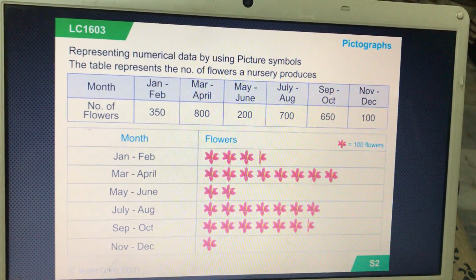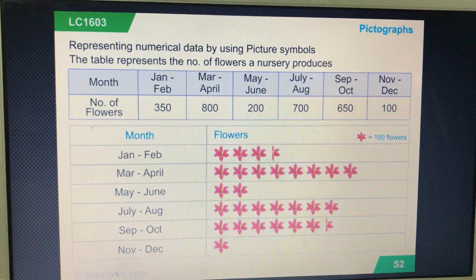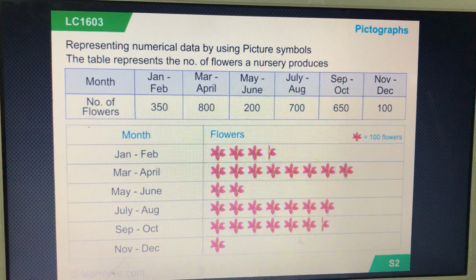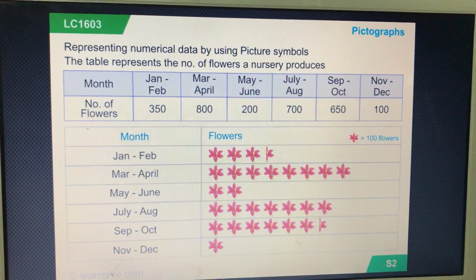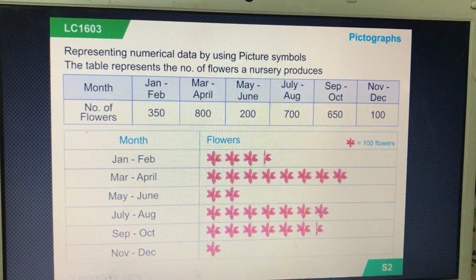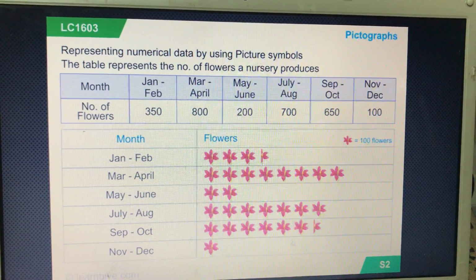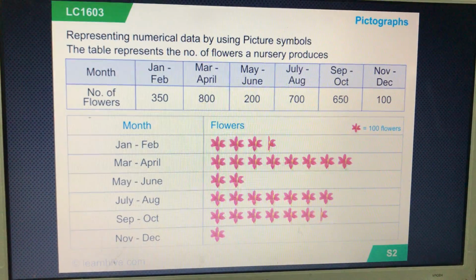Now the question is representing numerical data by using picture symbols. The table represents the number of flowers a nursery produces. In the months of January to February, 350 flowers, March to April, 800 flowers, May to June, 200, July to August, 700, September to October, 650, and November to December, 100. So you have to draw a pictograph for this.